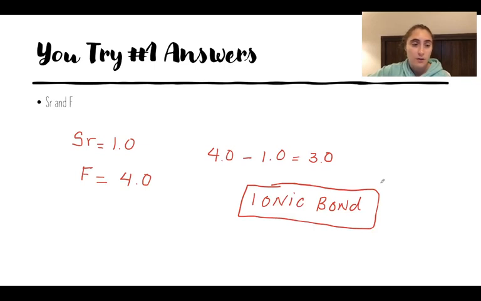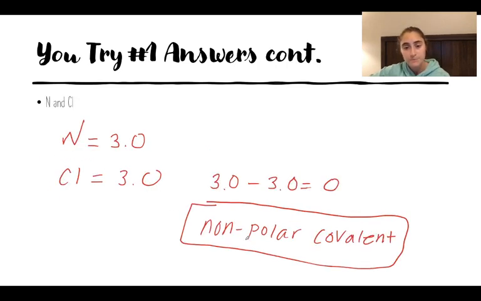Okay, so let's look at the first one, Sr and F. Sr has an electronegativity of 1.0, and fluorine has an electronegativity of 4.0. I take my higher one, 4.0 minus 1.0, I get 3.0. This is a massive difference. This is actually an ionic bond too. So this is a metal paired with a nonmetal, so I can clearly identify this one as an ionic bond.